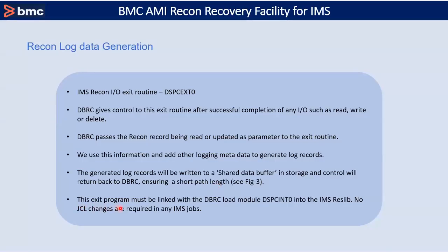This exit program, DSPC-EXT0, must be link edited with the DBRC load module, DSPC-INT0, and it must reside in the IMS RESLIB. That's the only requirement, and then you don't have to make any changes to your existing online system JCL or your archive JCL or image copy recovery chain JCL or any DBRC utilities. You don't have to make any other changes except linking this BMC version of DSPC-EXT0 into the DBRC load module, DSPC-INT0, in the IMS RESLIB.